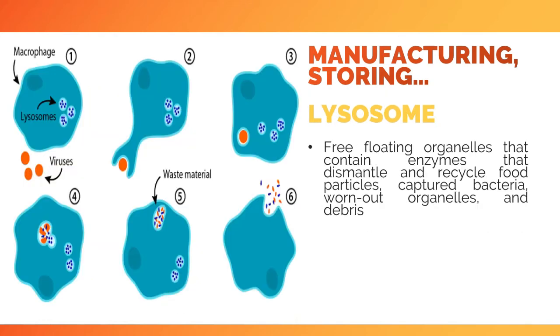Next one is we have what they call lysosomes, the suicidal sac of the cell. So it is a free-floating organelle that contain enzymes that dismantle and recycle food particles, captured bacteria, worn-out organelles, and debris.